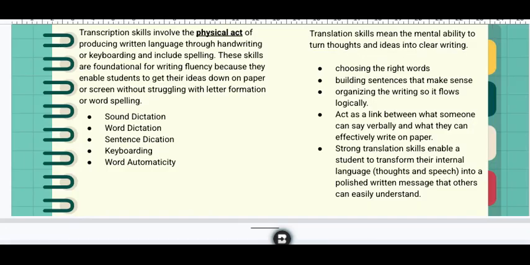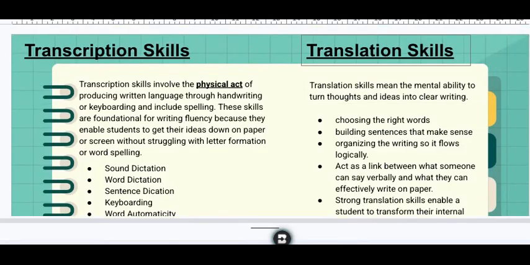And we want to make sure that our students are really automatic with those transcription skills, because when it comes time for them to translate those skills into writing, they have to be fluent so that it reduces their cognitive load on their working memory, and they can really focus on the meaning in those higher level tasks of translation, of turning those thoughts into ideas. And we want them to be coherent and organized pieces of writing. And so it's really important to support our students with both of these skills throughout the writing process.